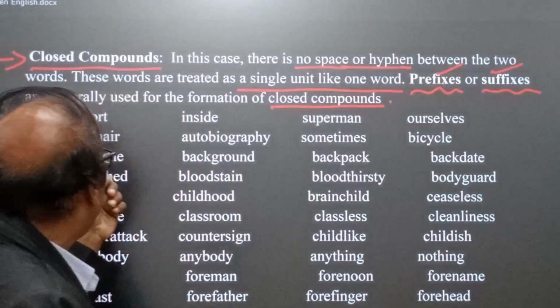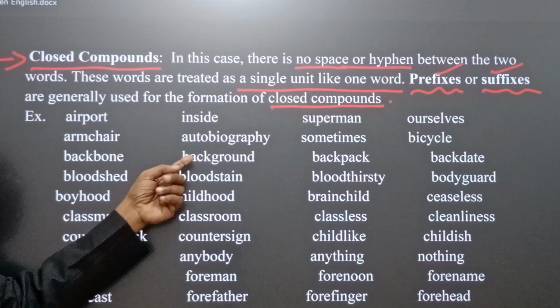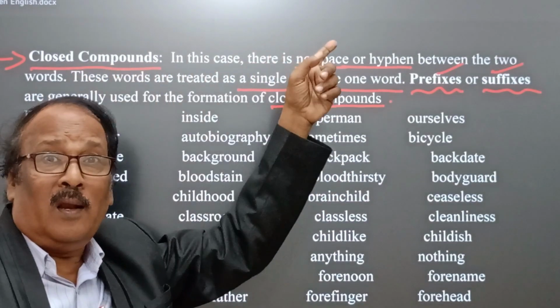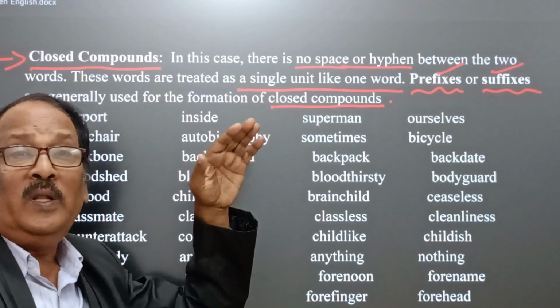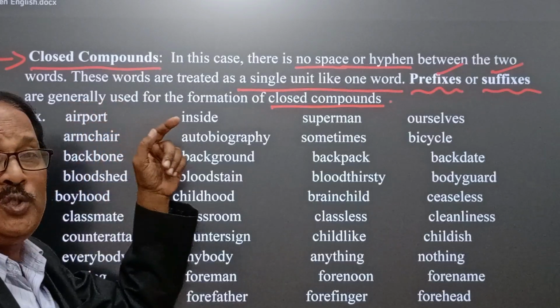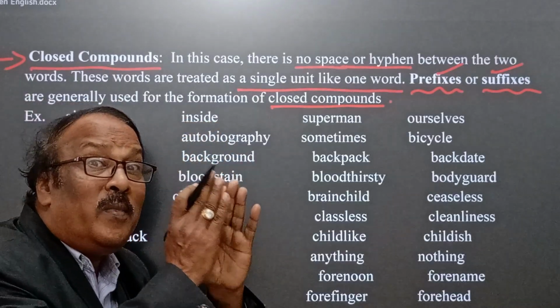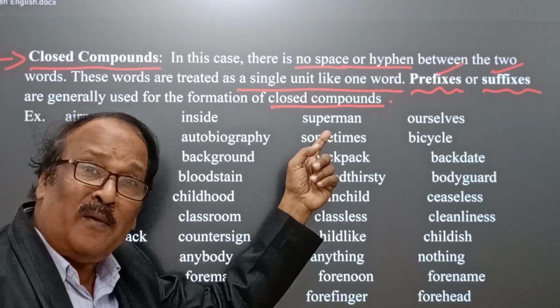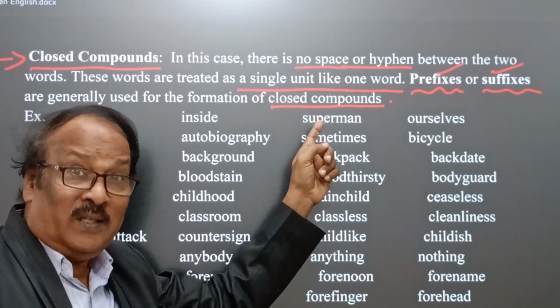And ourselves, armchair, autobiography, and sometimes. This is the idea in connection with the open compound and here the closed compound. In an open compound, there is some space, as in "some time", but here it is "sometimes". This is an adverb.